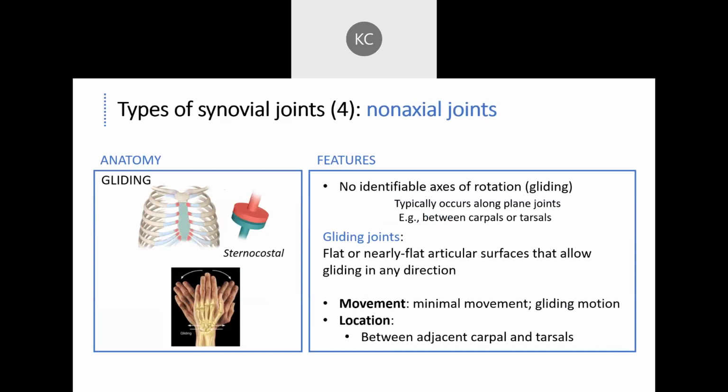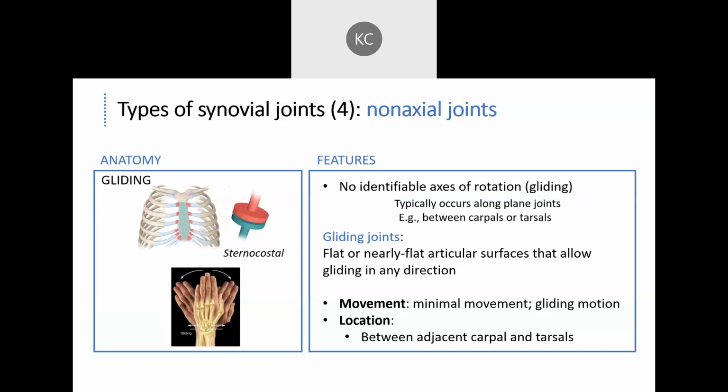And then the last type that we'll look at here is the non-axial. With this one, there's no real defined or identifiable plane or axis of movement. These are sometimes referred to as gliding joints, okay? So think of two flat bones or two short bones that are just moving past each other very subtly, not to a point where you really notice it a whole lot. This happens between our carpals. It also happens between our tarsals as well.